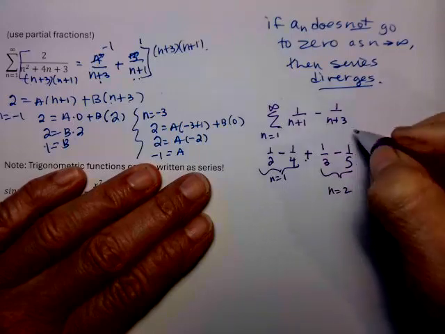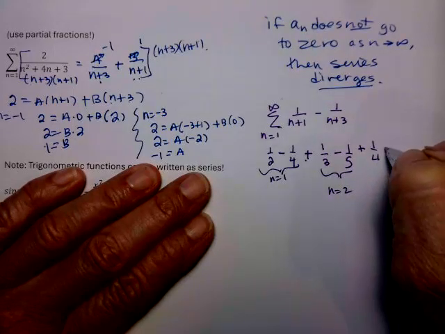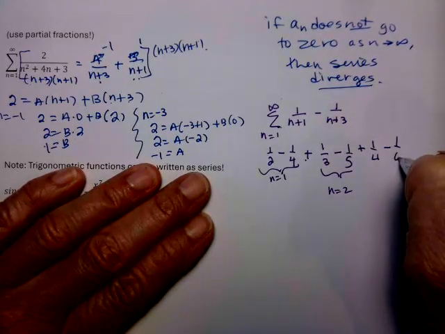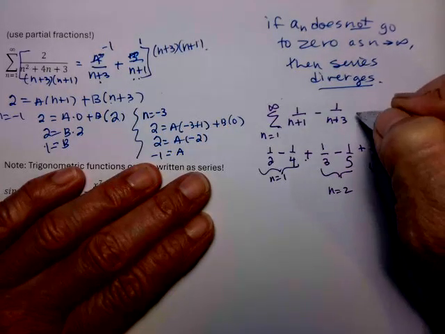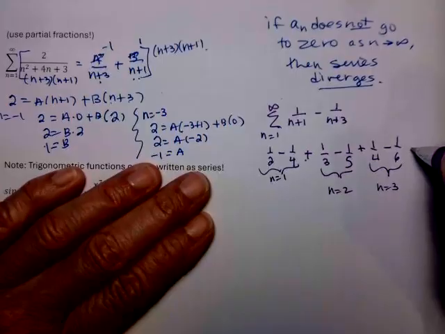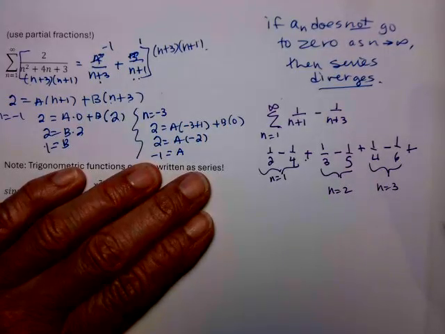N equals 3, plus 1/4 minus 1/6. N equals 4, I need a couple more terms. I don't see it yet. I know some of them are canceling. I just want to make sure everything's going to go away that I think is going to go away.